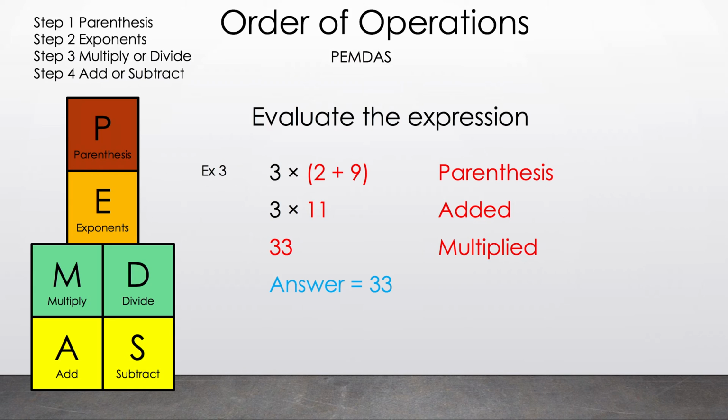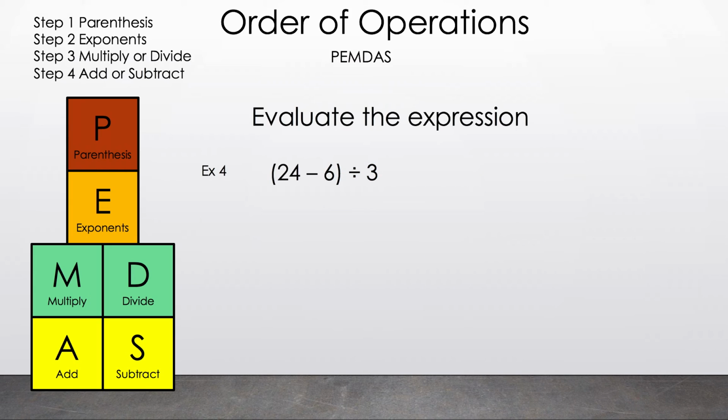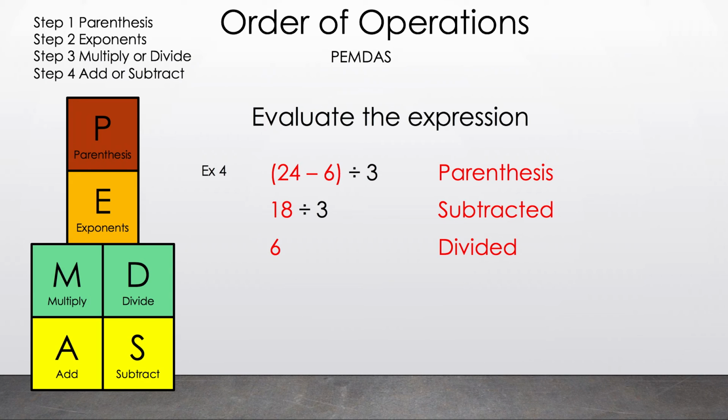Now let's go ahead and take a look at example 4. We have the parentheses of 24 minus 6 in parentheses divided by 3. So we're going to highlight the parentheses because that's the first step. 24 minus 6 is 18. And then now we're going to go ahead and divide 18 divided by 3, which is 6. And that is your answer.